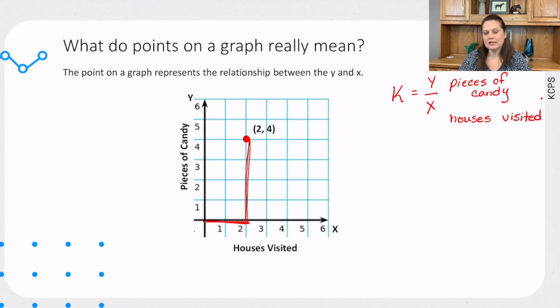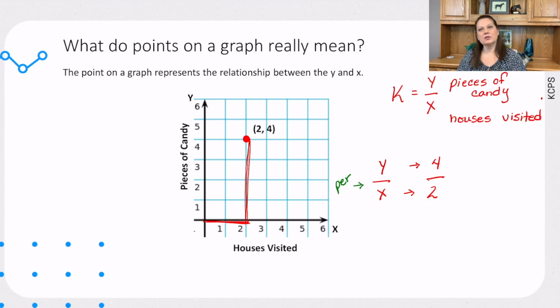So when we plug in our numbers, y over x, we're going to say that's 4 pieces of candy, and we're going to visit 2 houses. Now, this division bar or fraction bar, we actually read that as a per. So when we come over to our fraction or ratio that we've rewritten with our numbers, we're going to say 4 pieces of candy per 2 houses.